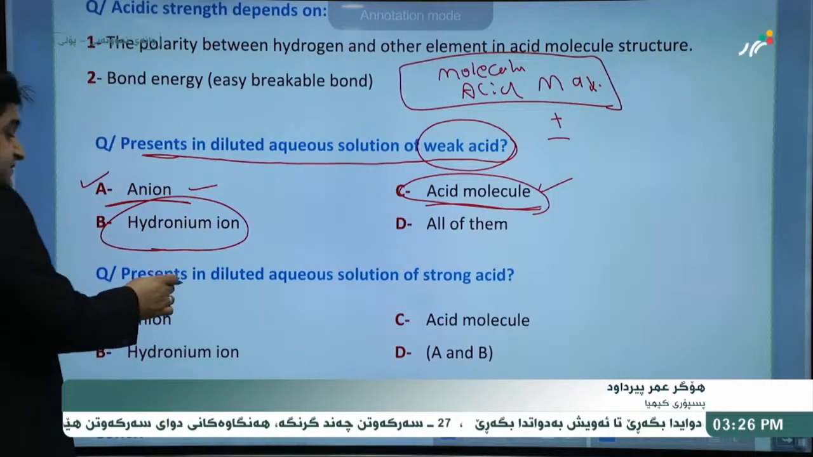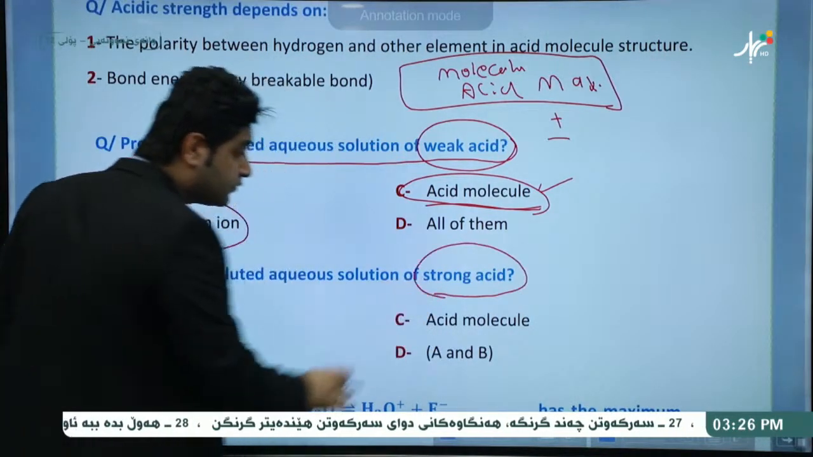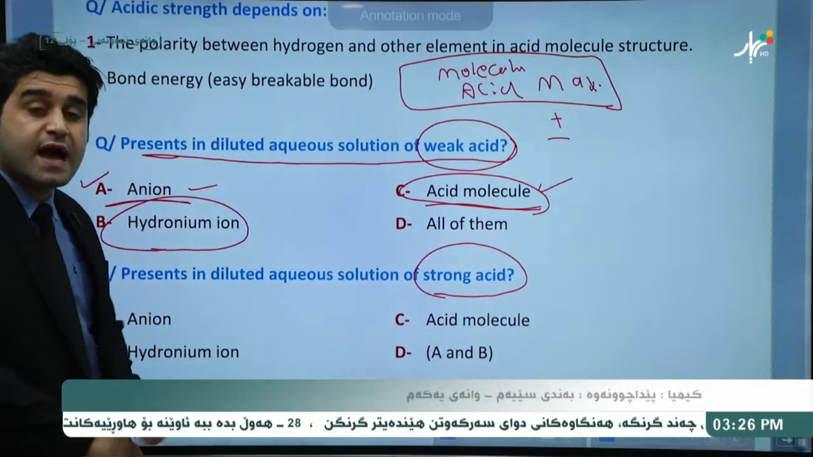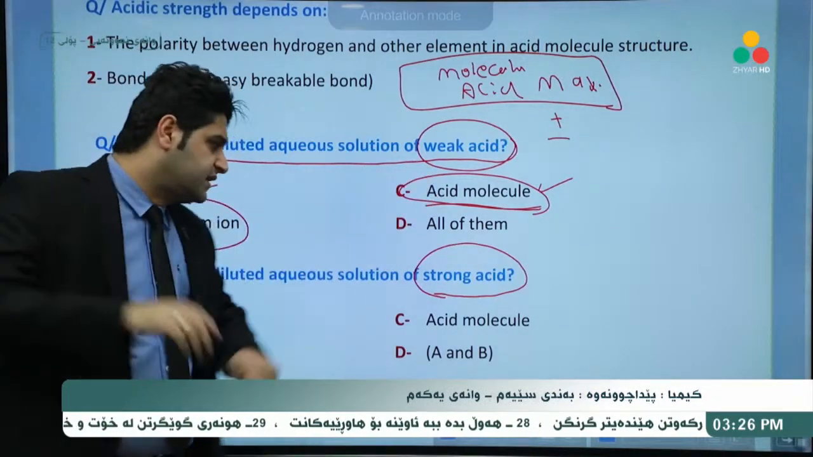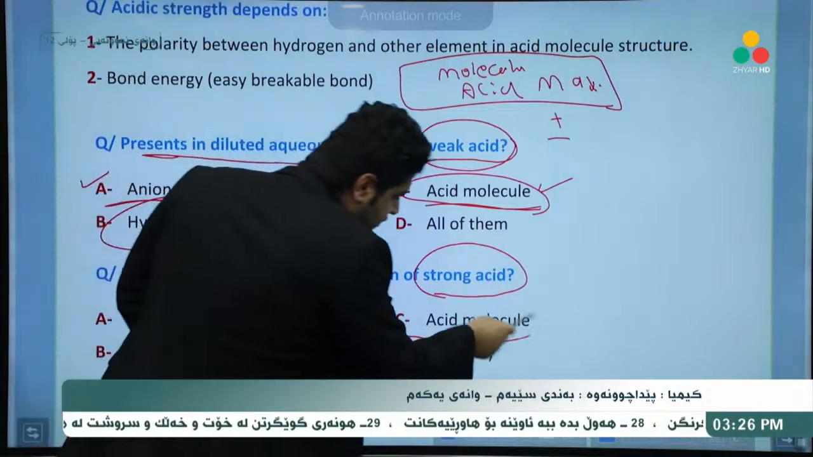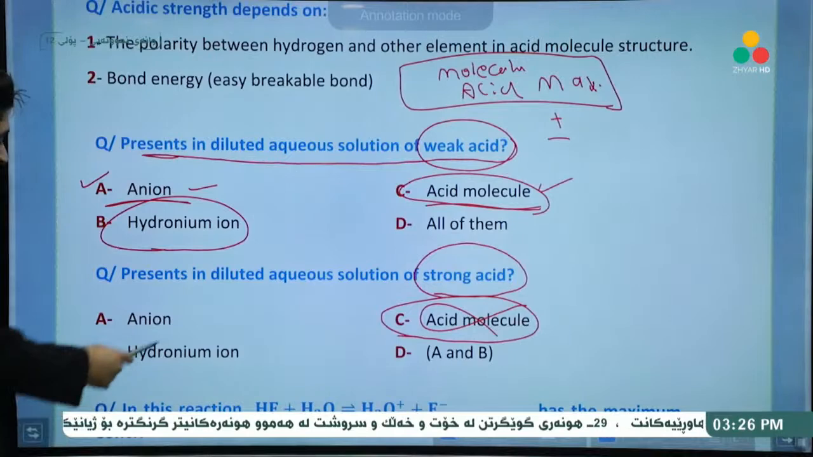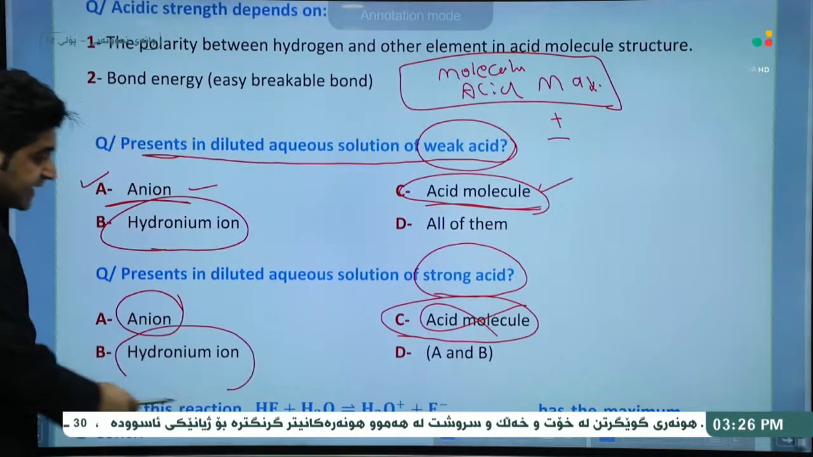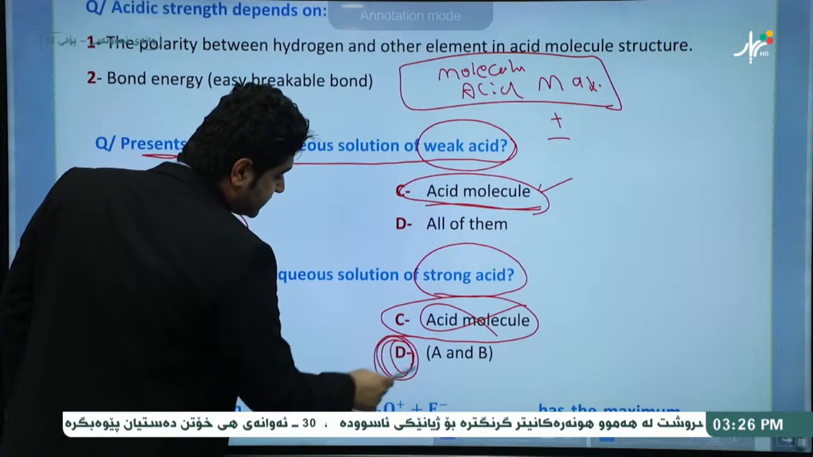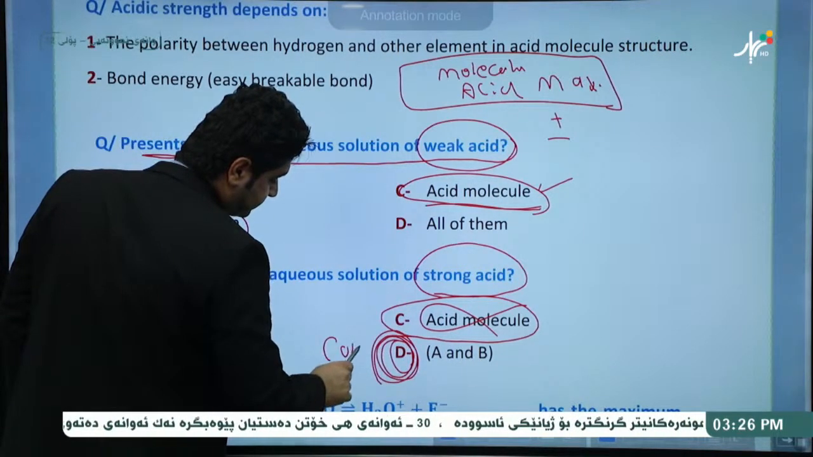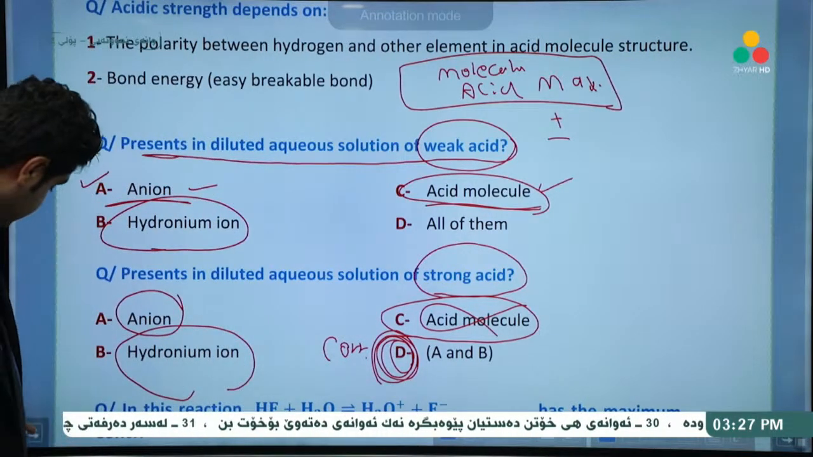But what is present in a dilute aqueous solution of a strong acid? For a strong acid, what will happen to the molecules of the acid? They will be destroyed completely. So we don't have any molecule of the acid here. There will be only anion and cation. So the right answer is D. D is the correct answer. Okay.